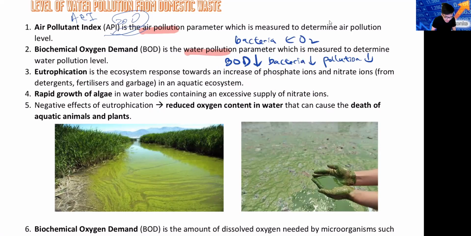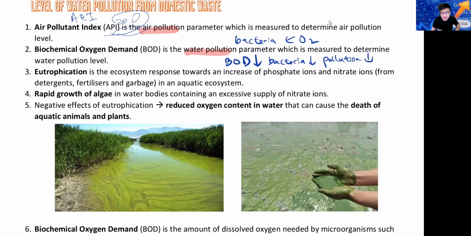But on the other hand, if the BOD is very high, that means the demand for oxygen is very high. Your water wants a lot of oxygen. That means the bacteria is also very high. There's a lot of bacteria growing in your water. That also means your pollution is very high. Your water has a lot of dead body inside, a lot of rubbish inside. Basically your river is very polluted.